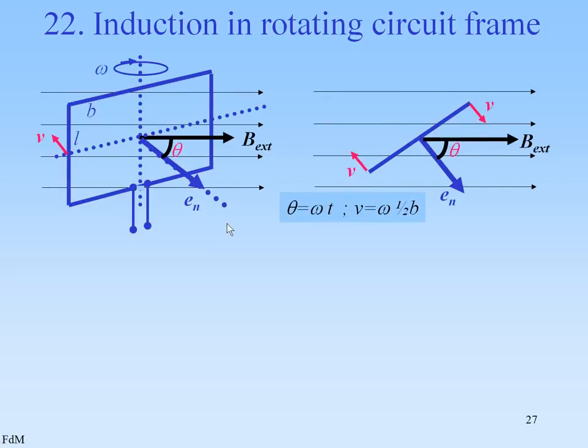What is the induction in a rotating circuit frame? Here is the frame in blue with b for the width and L for the length. This is the external field, and here we have theta. And suppose the frame is rotating with rotation velocity omega in radians per second. Well, omega here has a connection with the angle theta. Theta is omega t, and we have assumed that at t is 0, theta is 0. The velocity is omega times half b.